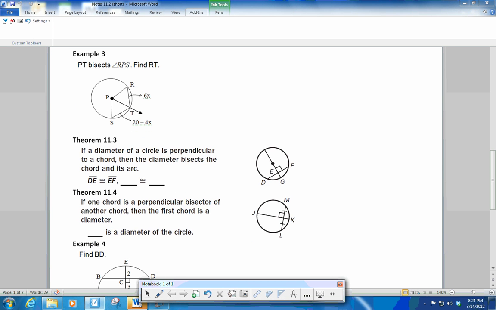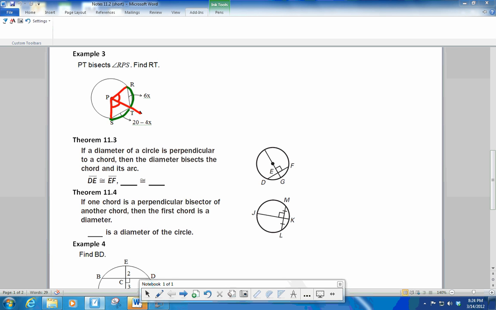This is using the same theorem here. It says that this ray PT bisects angle PRS. So that means this ray bisects this angle, and therefore, if it bisects the angle, it breaks it up into two congruent angles. So these two central angles here are congruent, therefore their arcs are congruent. Therefore, arc RT is congruent to arc ST.